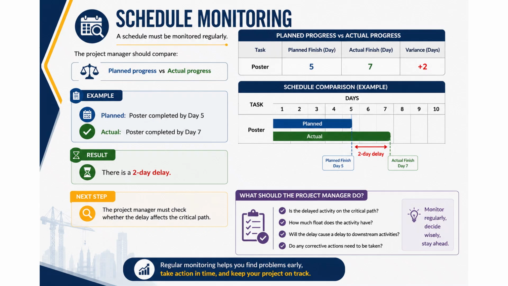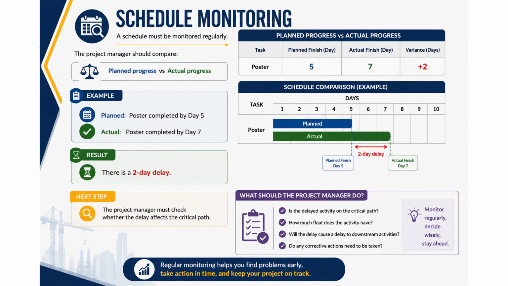Schedule monitoring means checking whether the project is progressing according to the planned schedule. The project manager compares planned progress with actual progress. For example, the schedule may state that the poster should be completed by day 5, but in reality, the poster is only completed by day 7. This means there is a 2-day delay.